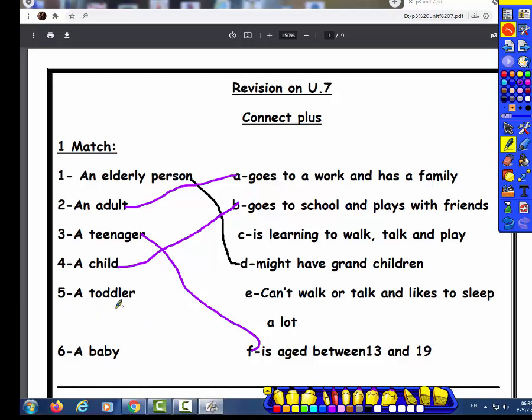A toddler. A toddler is learning to walk, talk, and play. A baby. A baby can't talk or walk and likes to sleep a lot. So this is baby.